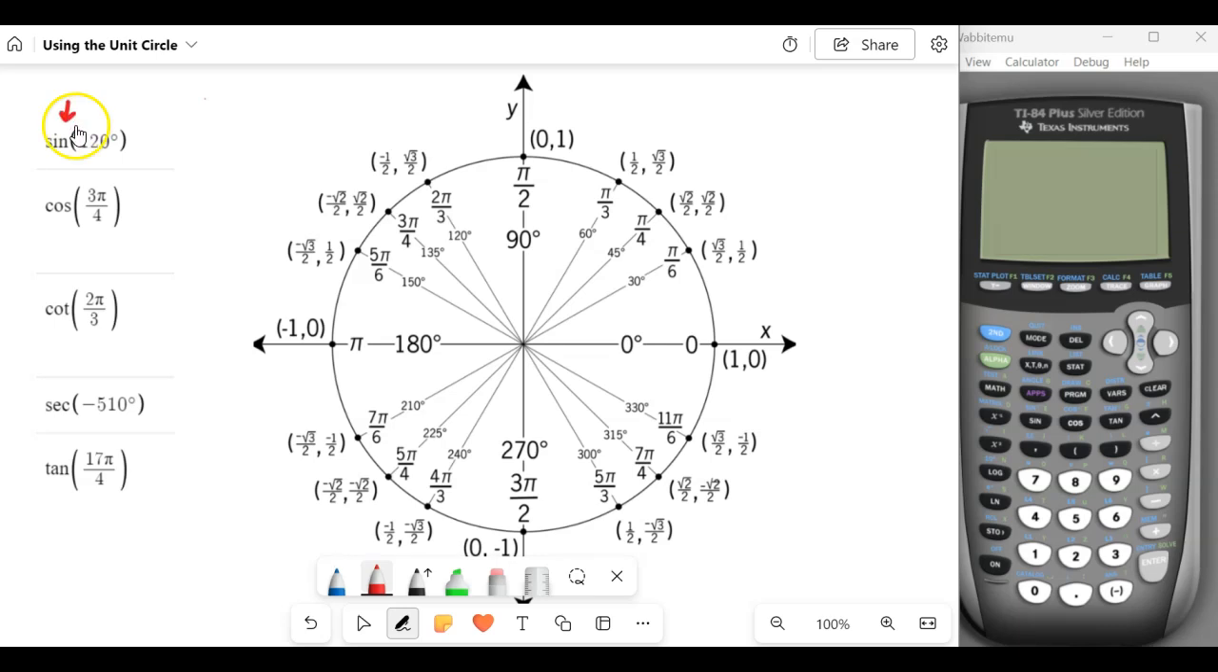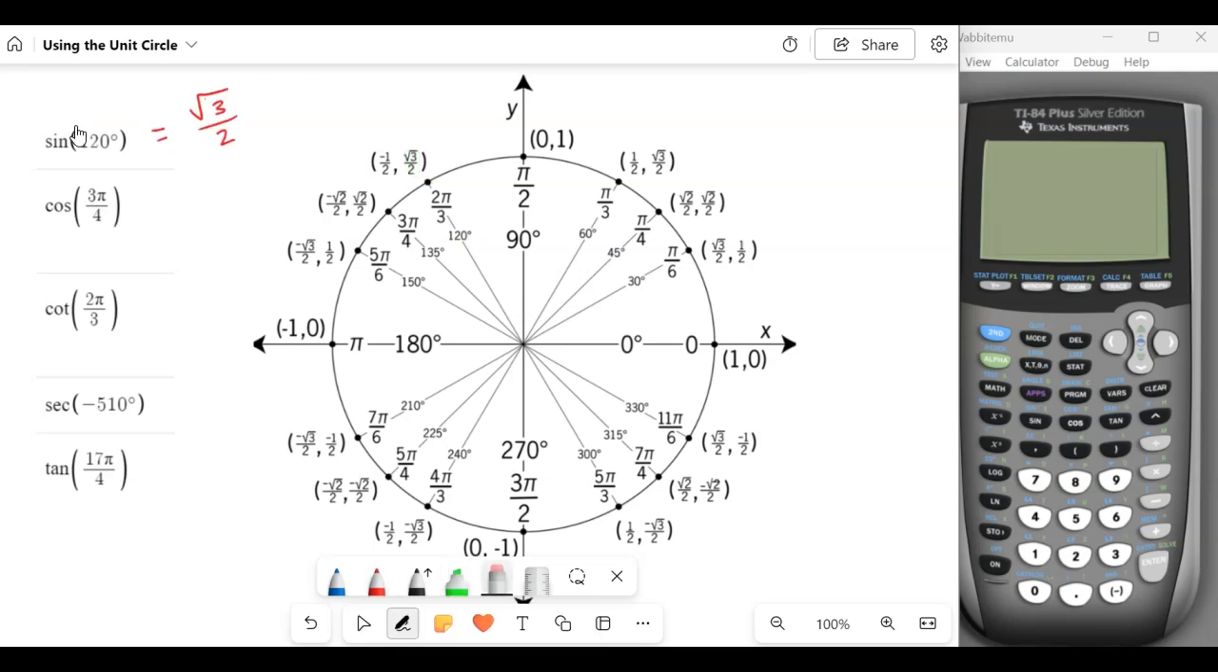So sine. Sine is the y-coordinate on the unit circle. So 120 degrees, you find that angle measure, there it is. So this is the point that I'm looking at, and the y-coordinate there is the square root of 3 over 2. So there is my value.